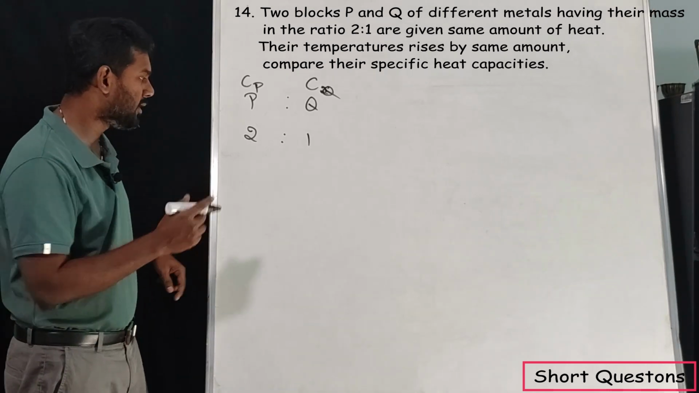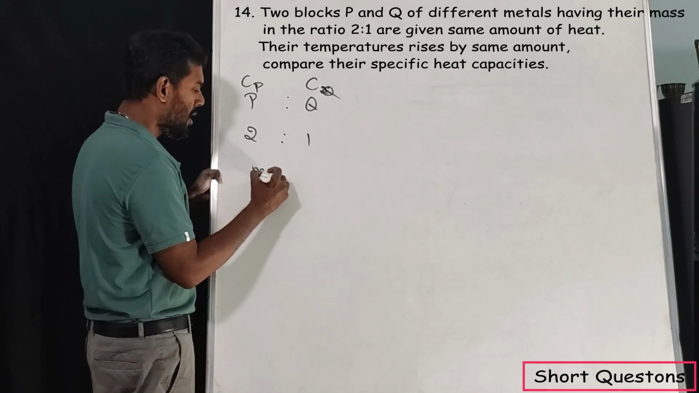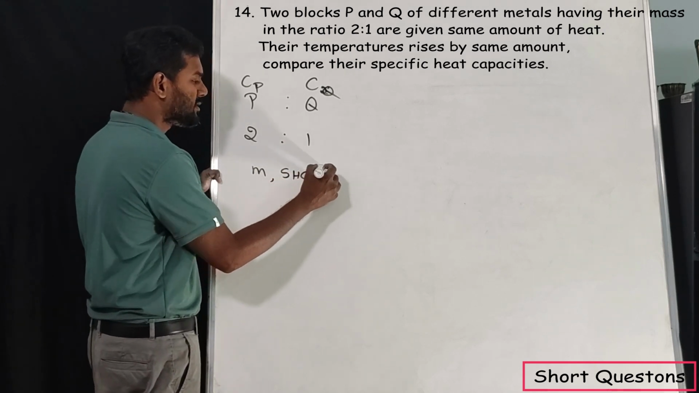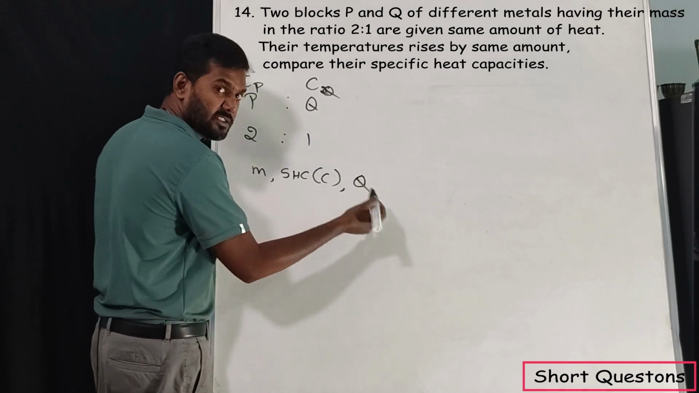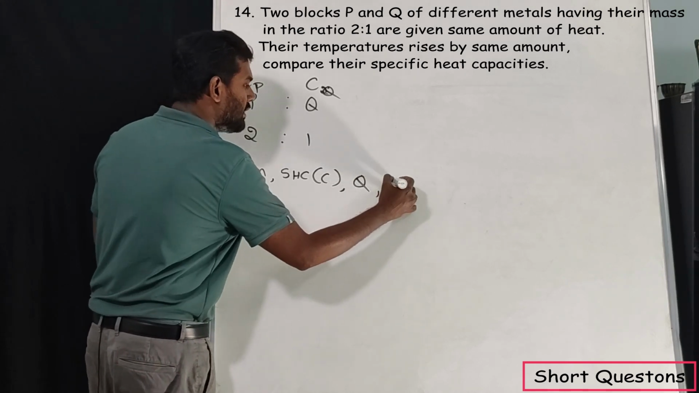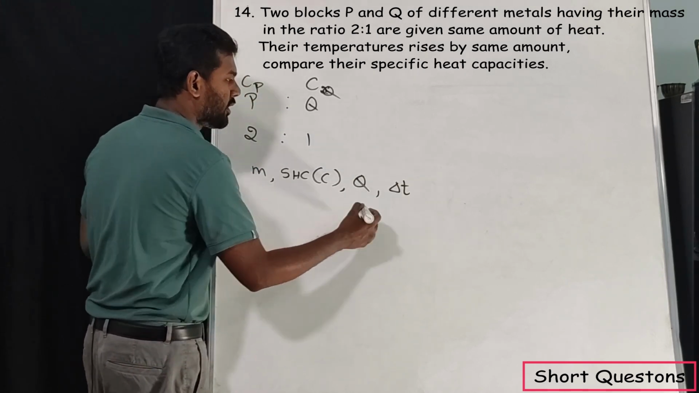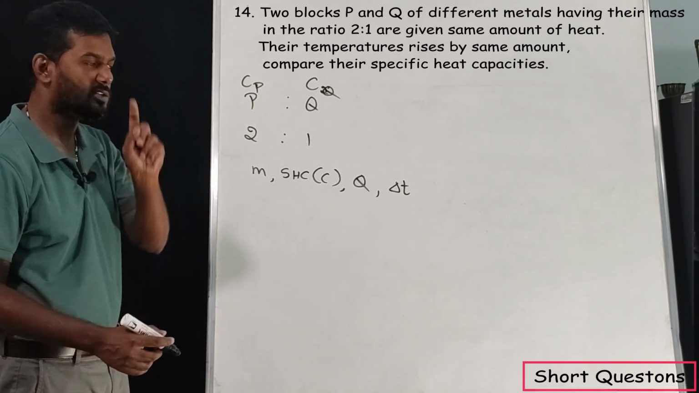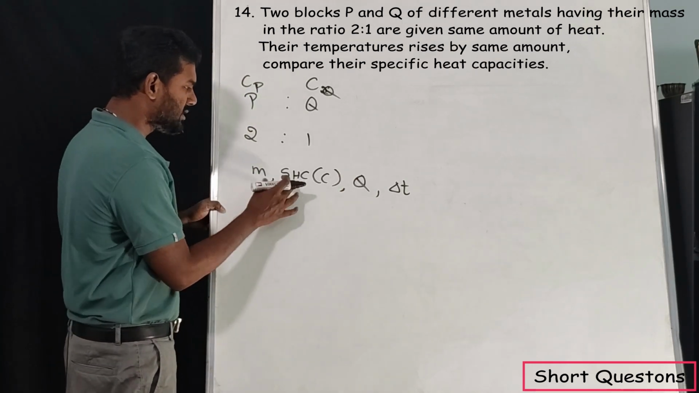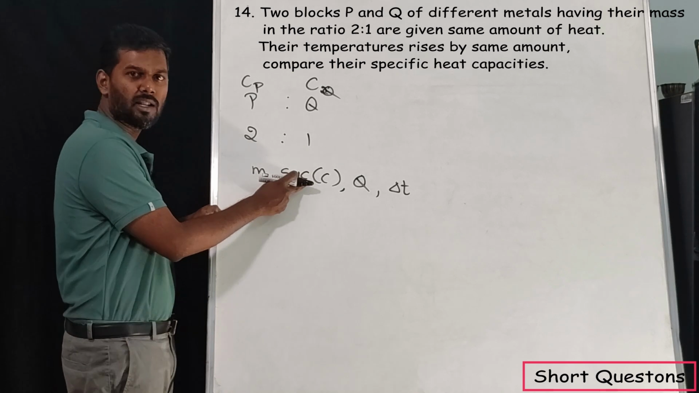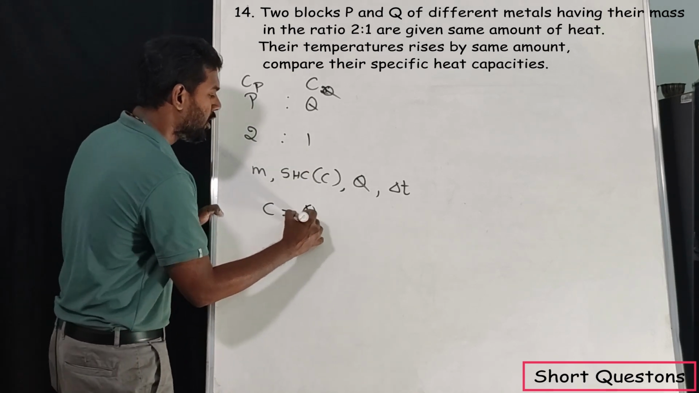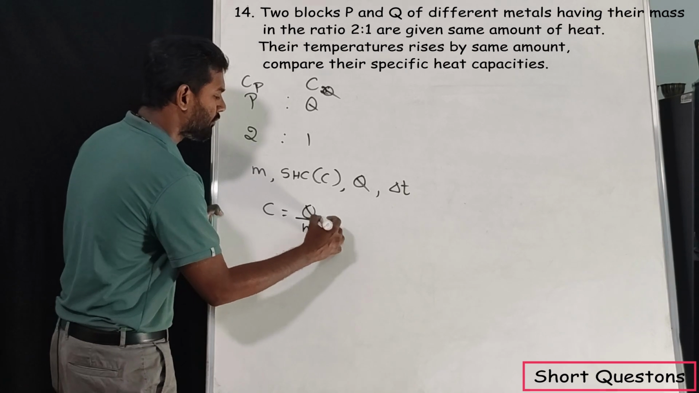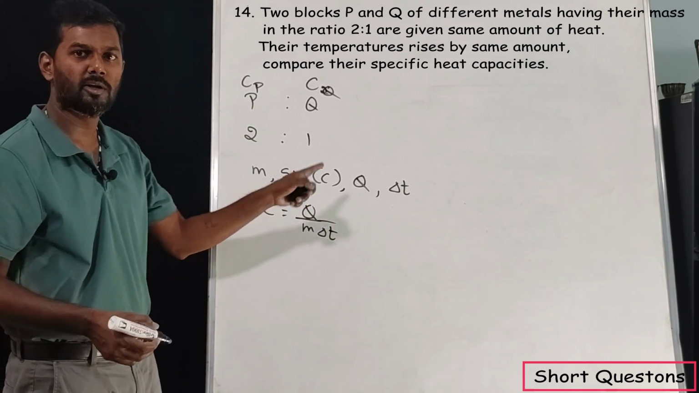If you see the question properly, they are talking about four things: mass, specific heat capacity, that is C, Q, the heat energy absorbed, and the change in temperature. The temperature rise is also given. So out of all these, which is the formula? We have to calculate specific heat capacity. So specific heat capacity is equal to Q by M into delta T.